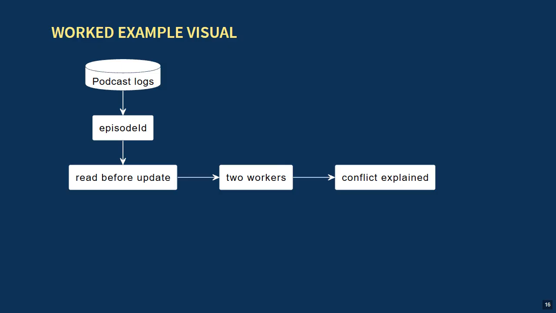This worked example diagram grounds the concept in the project domain. Follow the object or workflow through the diagram and notice where concurrent timing can change what the system appears to guarantee.